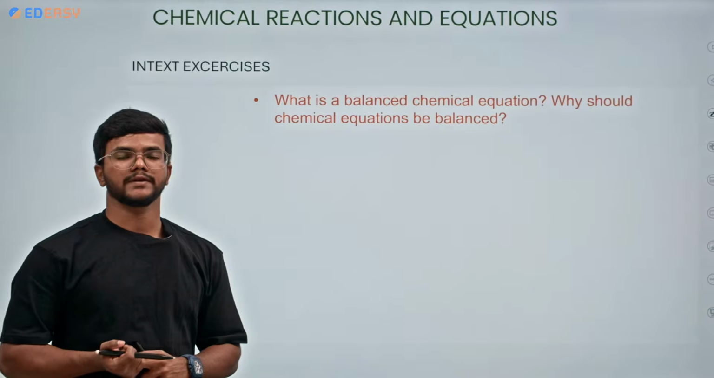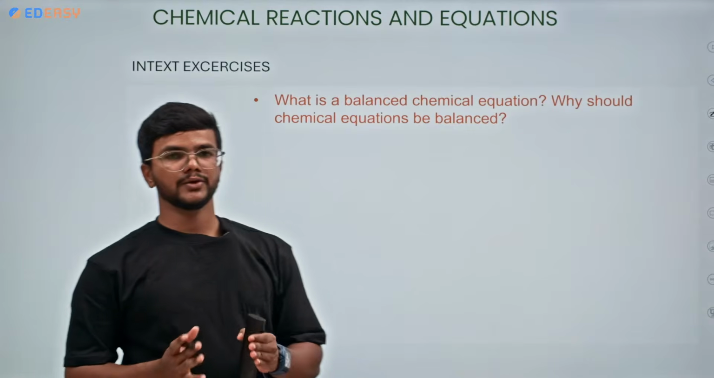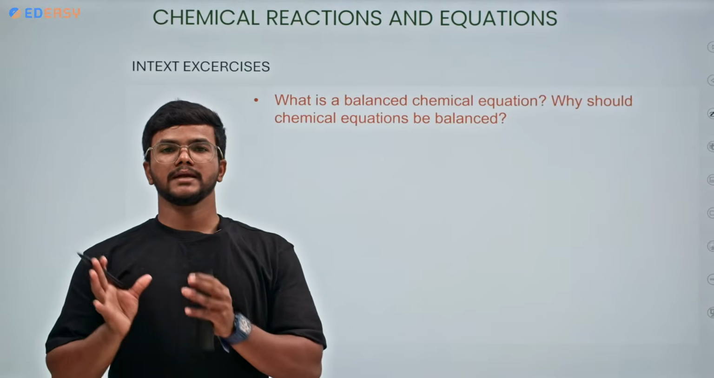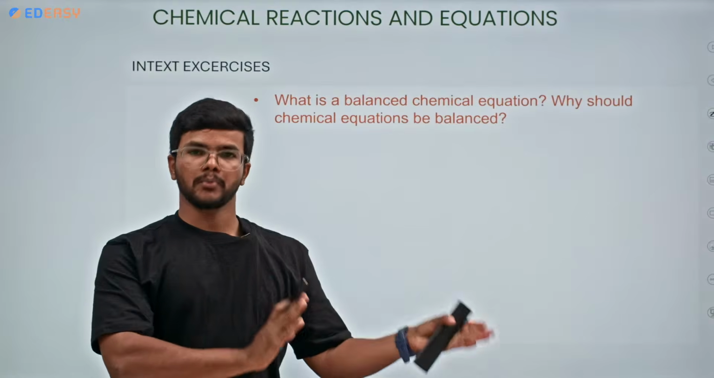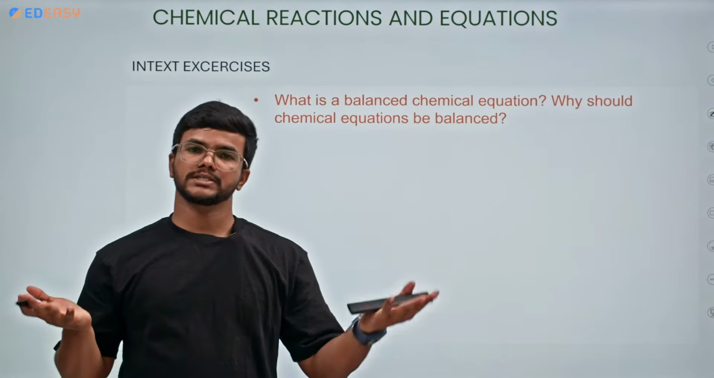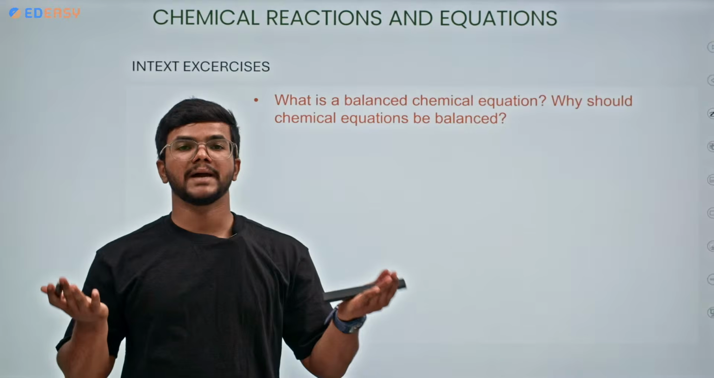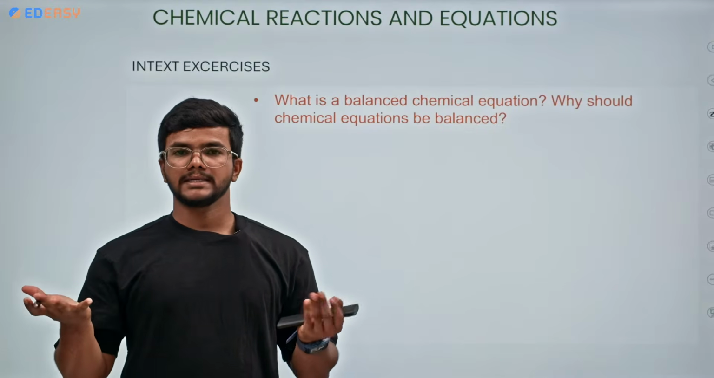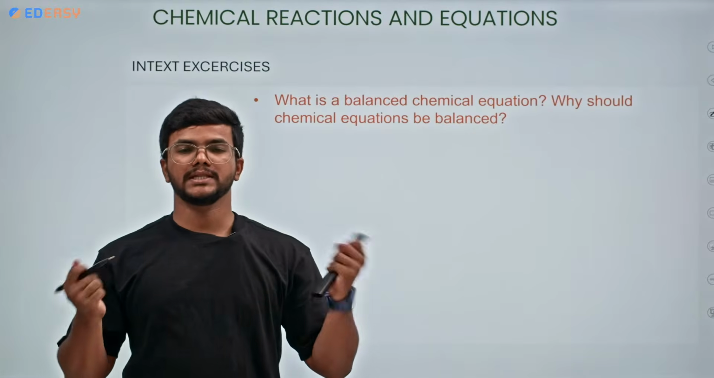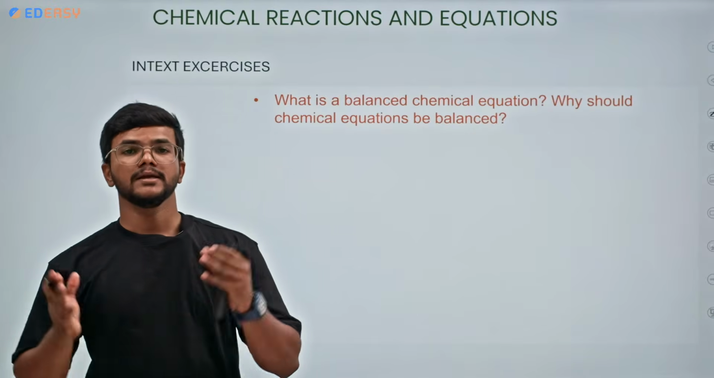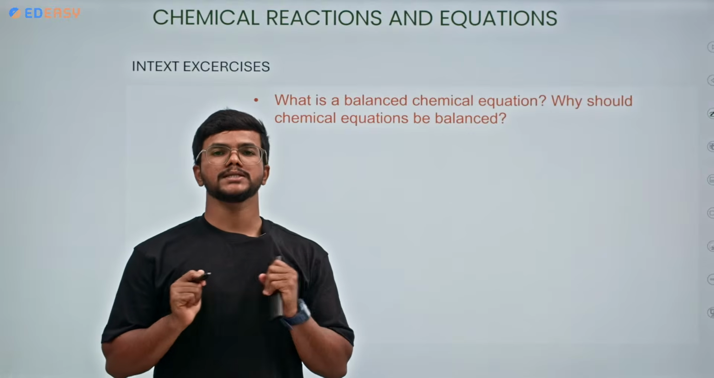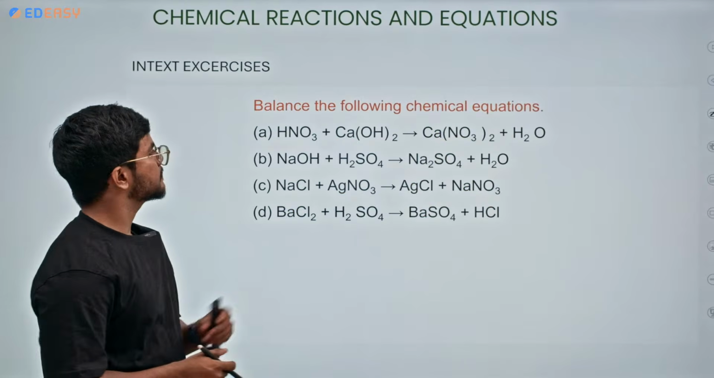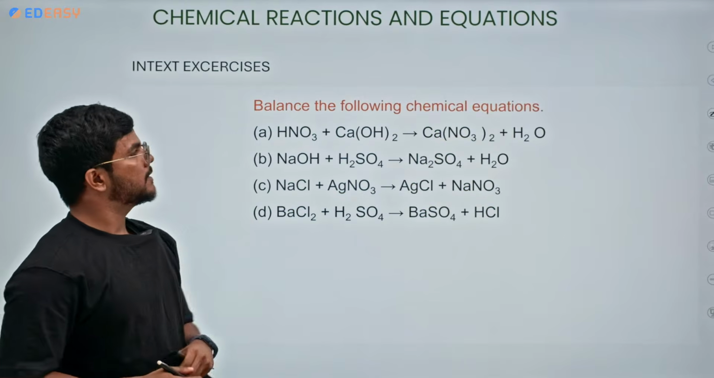Next, what is a balanced chemical equation? Why should a chemical equation be balanced? See, we know that in the universe mass is neither created nor destroyed. So the reactants are converted to products, and the reactant side and product side should be balanced. That is why we should balance the reaction. A balanced chemical reaction means the reactants and products are in equal proportion. We should balance the chemical reaction because of the law of conservation of mass.